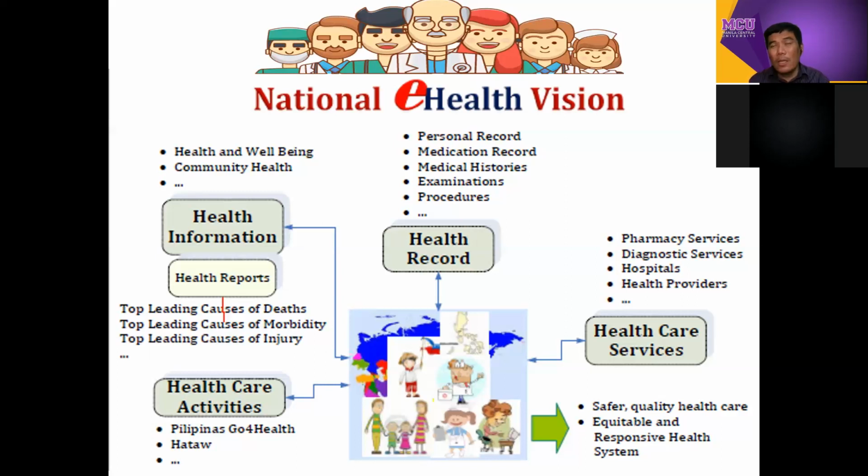In the health records, the patient may have access to the basic information that he may need. The healthcare team may also have access to information that he may need on a remote setup. Personal record, medication record, medical histories, examinations, and even procedures that will be scheduled or had been done to the client. Basic information is comprised within the electronic health record. So that's why we have EHR, electronic health records.